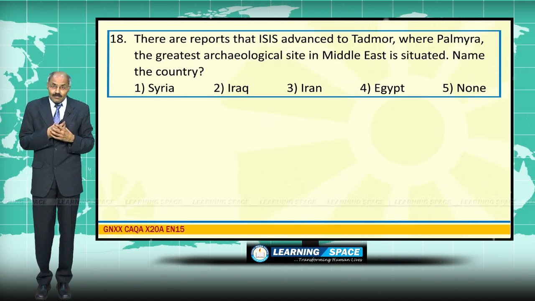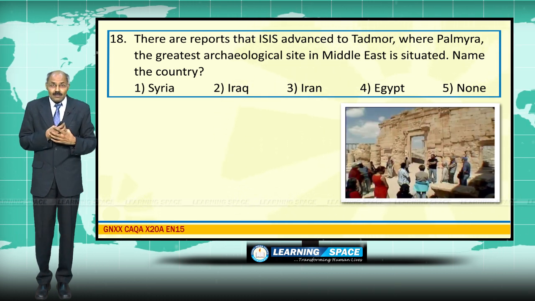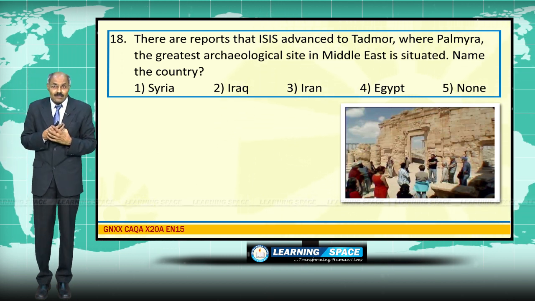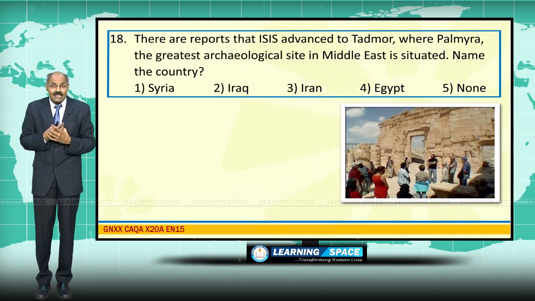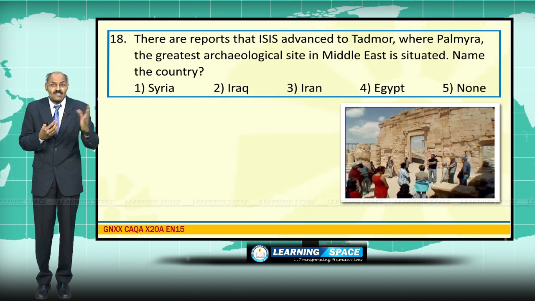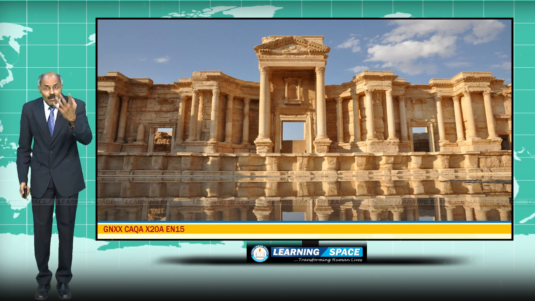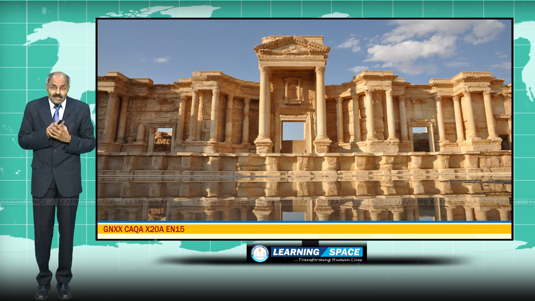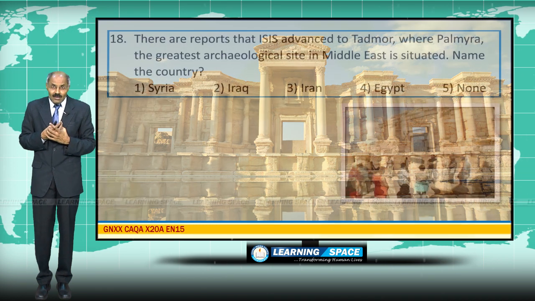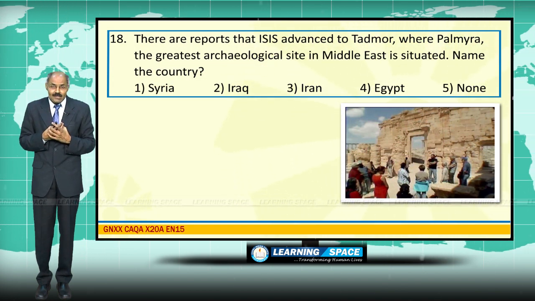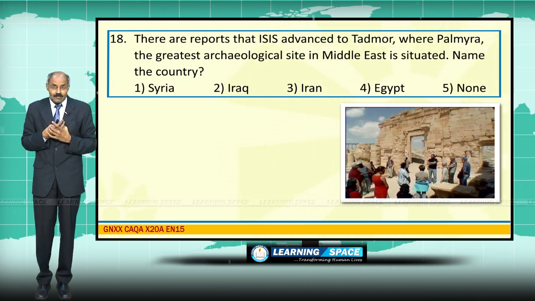There are reports that ISIS advanced to Tadmor, where Palmyra, the greatest archaeological site in the Middle East, is situated. Palmyra is one of the greatest archaeological sites, belonging to the Roman civilization of the 1st and 2nd century. Its remains we can see at Palmyra. It is a World Heritage Site. World Heritage Site status is given by UNESCO, and there is an apprehension that this precious jewel of the Middle East will be destroyed by ISIS.